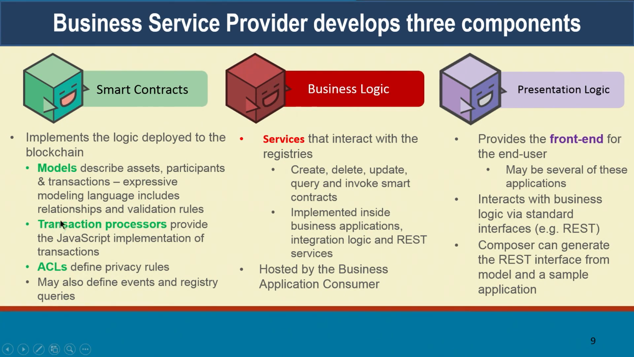And the advantage is the models can be reused across different smart contracts and even across different networks. So I can define one model for, let's say, vehicles, and I can actually use that in multiple applications. Maybe there's an insurance application, maybe there's an auction application. All of them can use the same set of models. And all this together, models, transaction processors, and ACLs, all taken together, is what defines a business network.